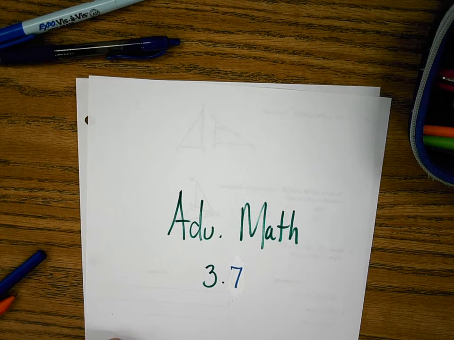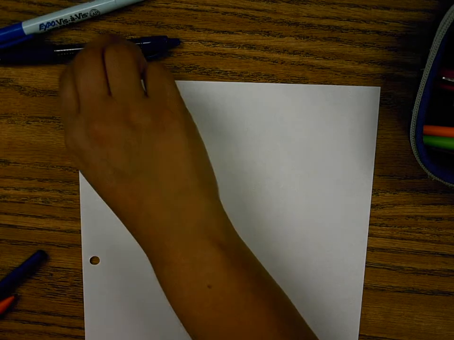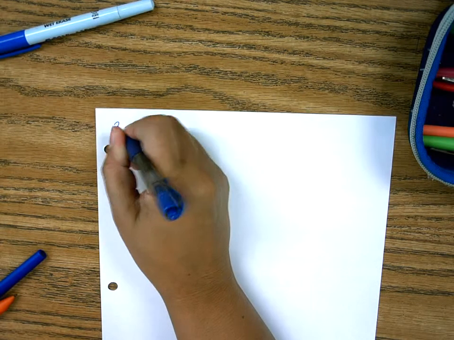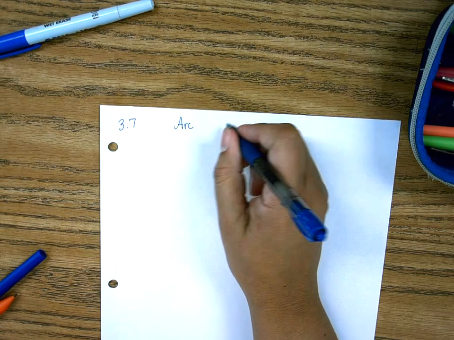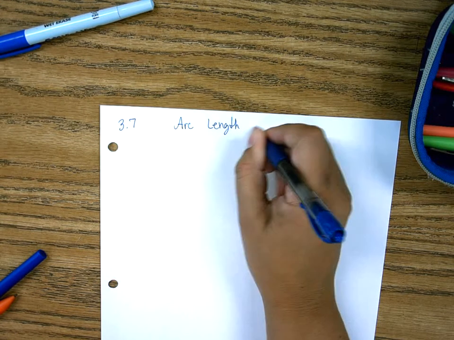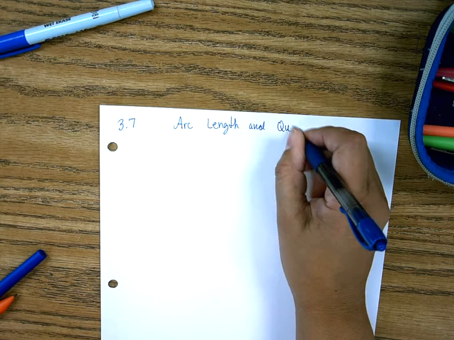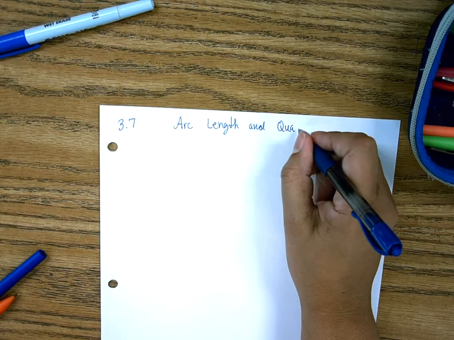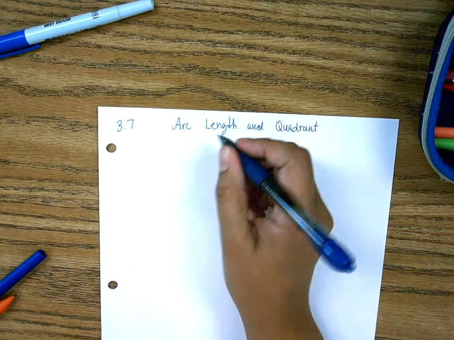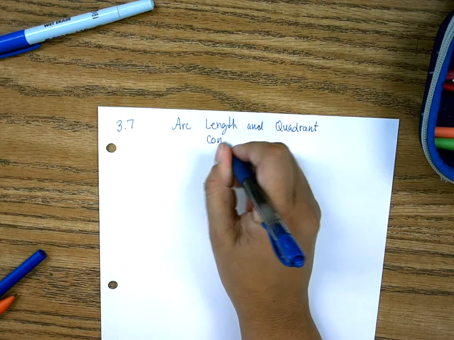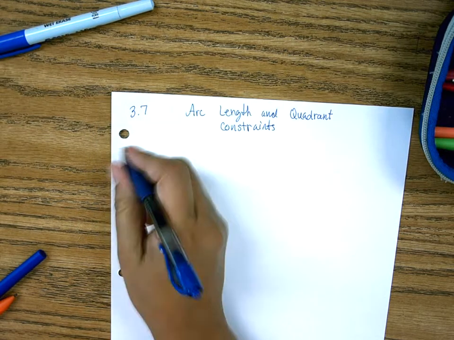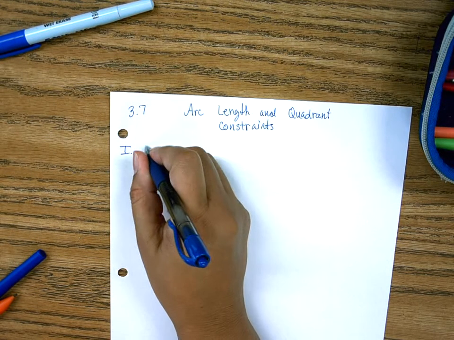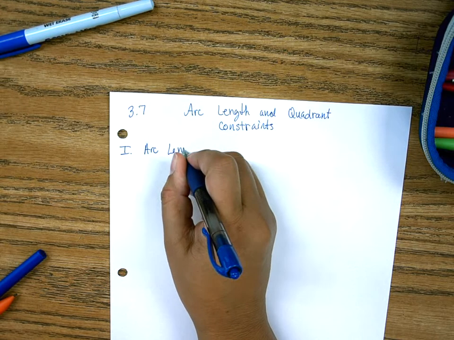This is Advanced Math, Lesson 3.7, Unit 3, Lesson 7. Okay, 3.7's title is Arc Length and Quadrant Constraints. All right, part 1, arc length.